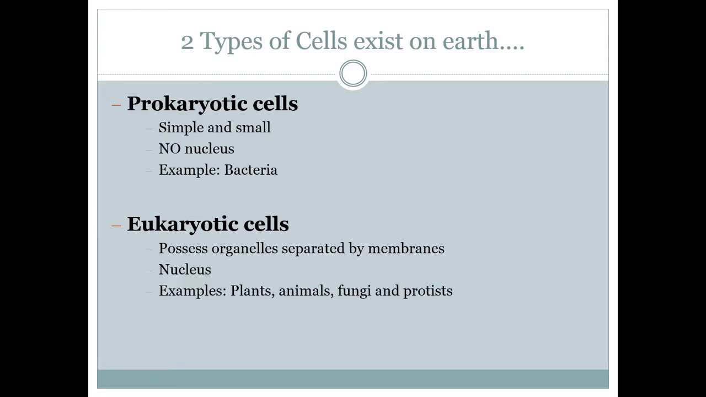We have two different general types of cells that exist. We have prokaryotic versus eukaryotic. Prokaryotic, the biggest difference, there is no nucleus in it. These are all unicellular. All prokaryotic organisms are unicellular. Eukaryotic organisms can be either unicellular or multicellular. These are going to be your plants, animals, fungi, and protists.